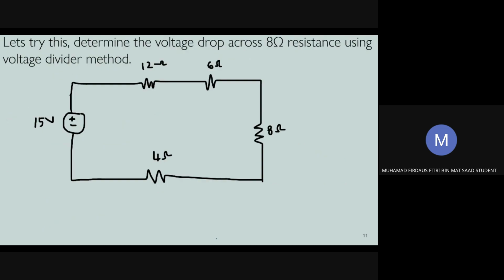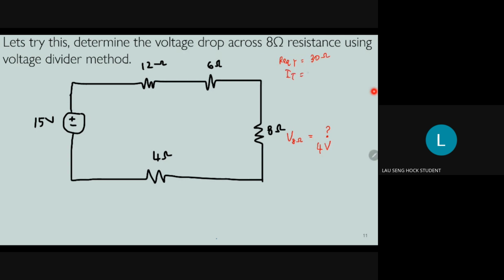Okay, can you give me the value for the voltage drop across the 8 ohm resistor? Let's check. Okay, R equivalent total is equal to 30, right? Is it correct? 12 plus 6 plus 8 plus 4, so you get 30 ohm R equivalent total.